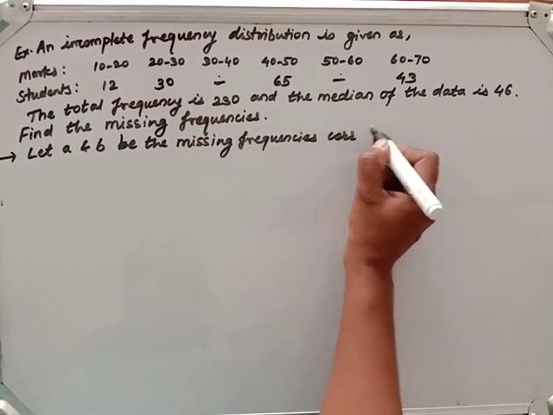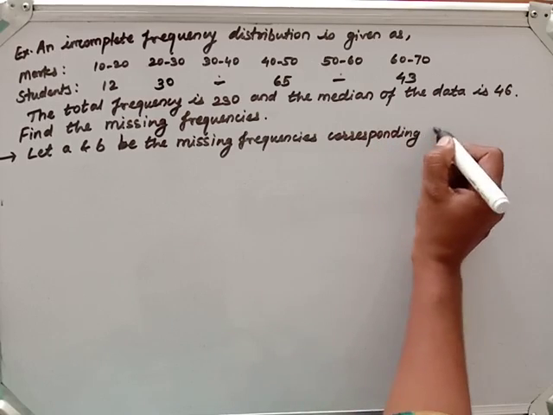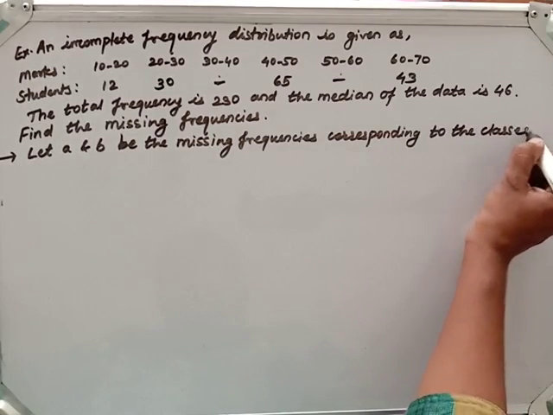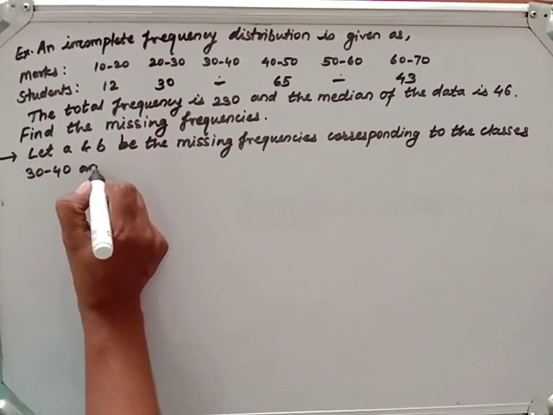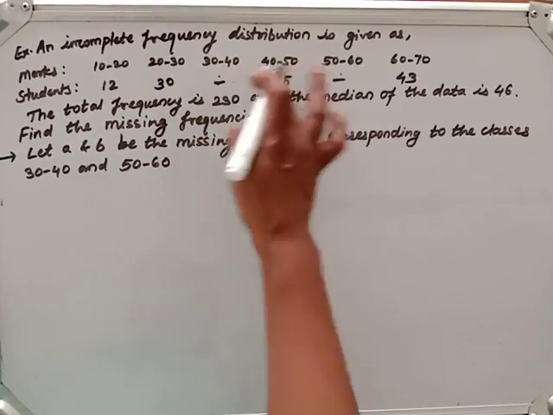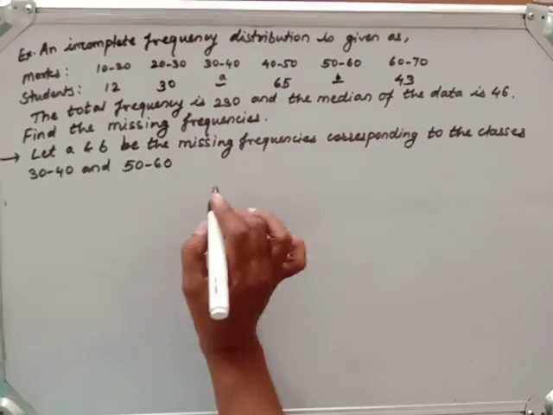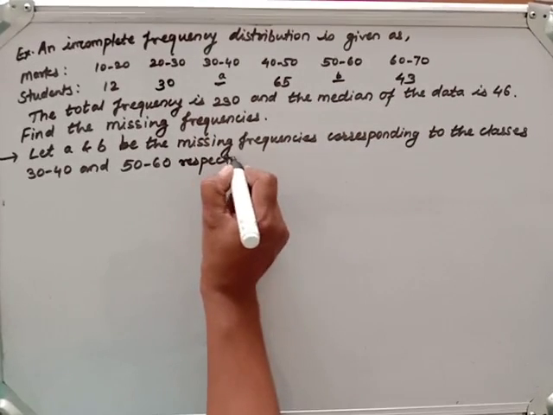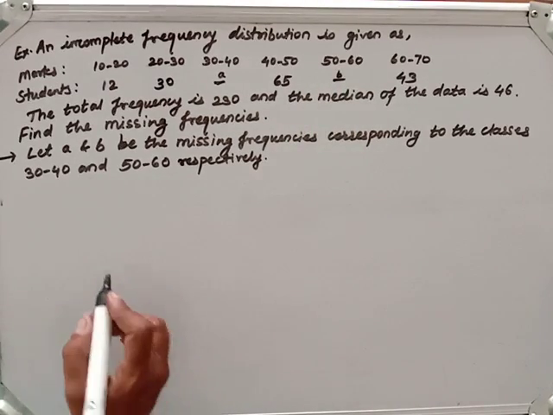Corresponding to the classes, which classes? 30 to 40 and 50 to 60. I say for 30 to 40 it is A, and 50 to 60 is small b. This is small a, this is small b, suppose. Okay, 50 to 60 respectively. So if this is what we have assumed, we can prepare a table.